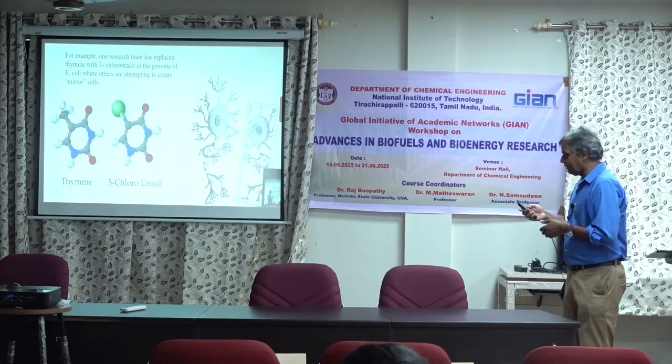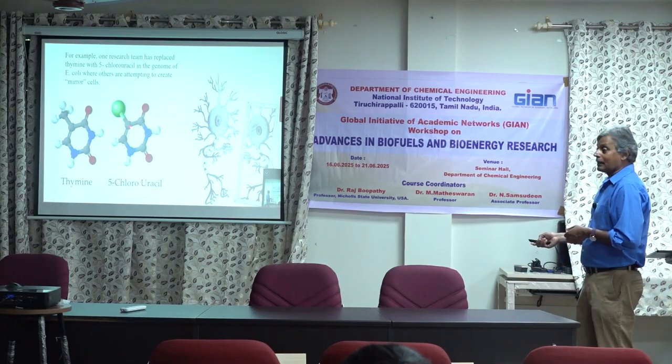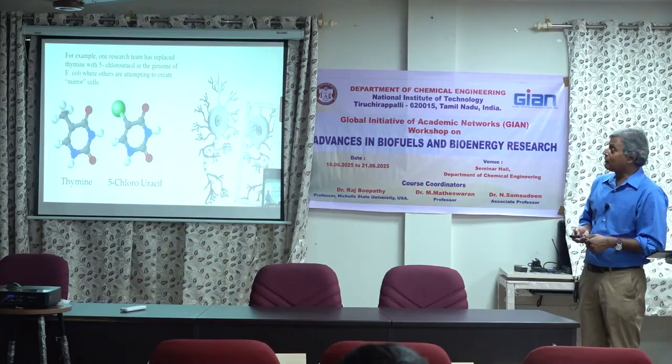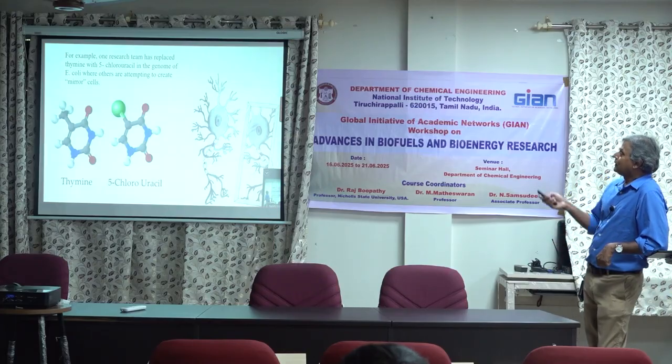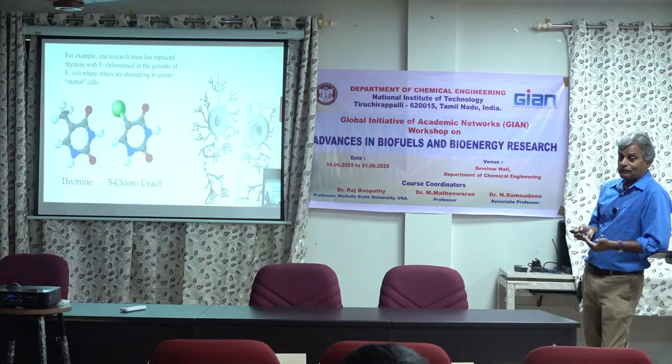So for example, thiamine looks like this, and 5-chlorouracil looks like that. So wherever there is thiamine, you can substitute this nucleotide, which is a mirror image of that. It almost looks the same, right? So that is basically what it is, this phenomenon we call. Okay? A team has replaced thiamine with 5-chlorouracil in the genome of E. coli, while others are attempting to create mirror cells. The cell looks exactly like E. coli, but it's not E. coli. It doesn't have a uracil.